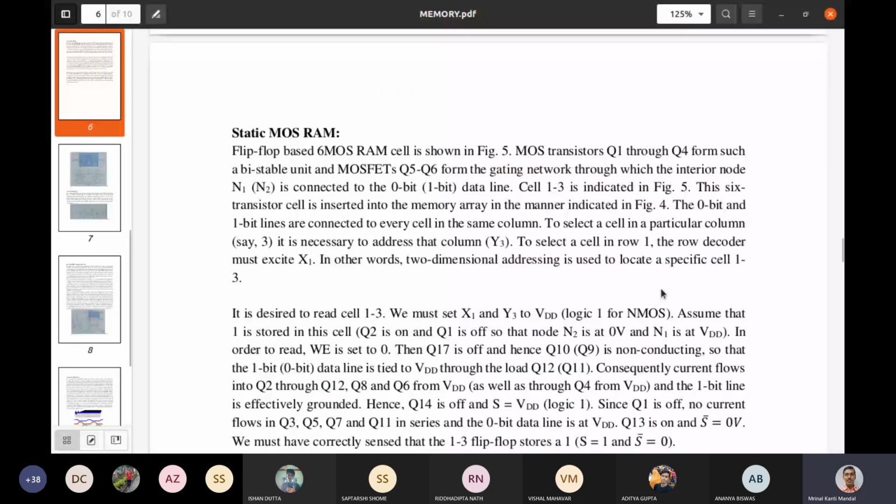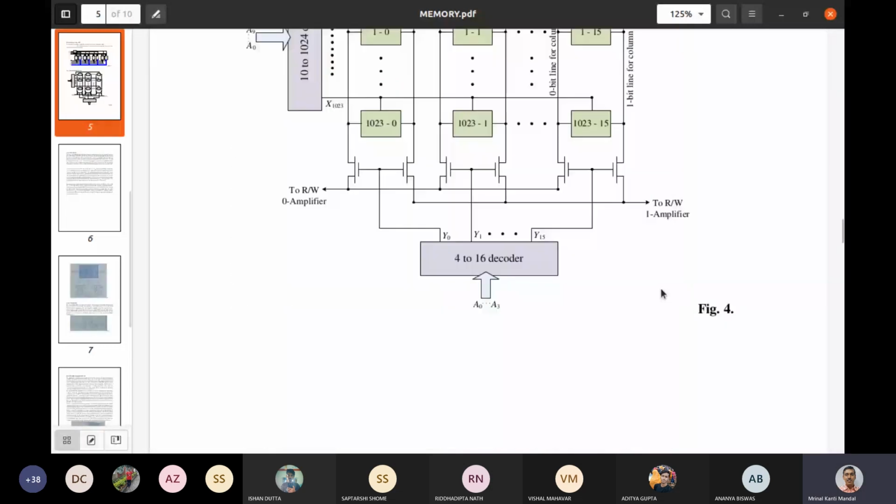In the previous class we discussed the expansion of memory.